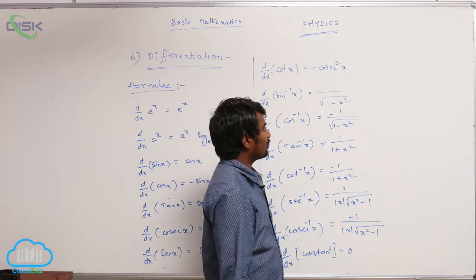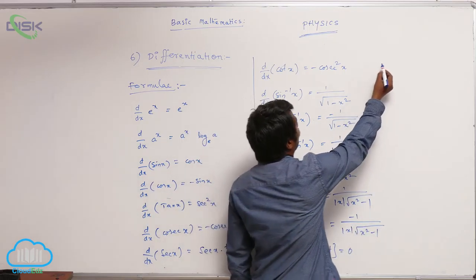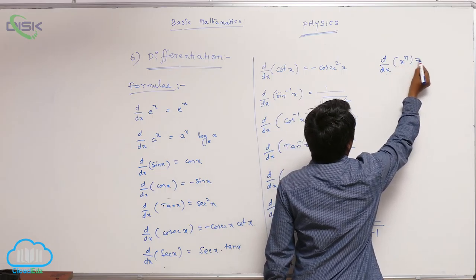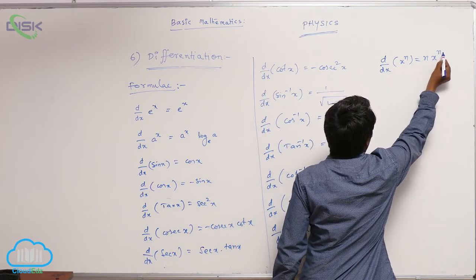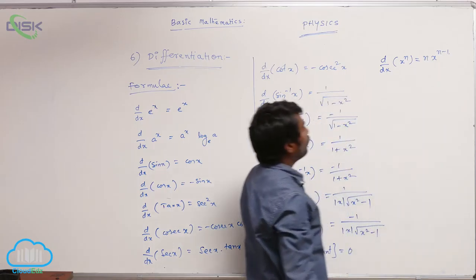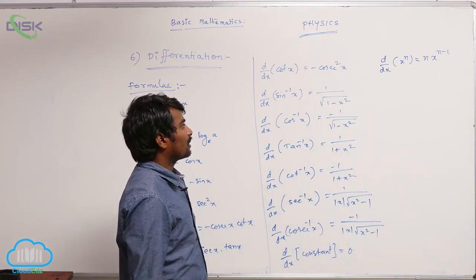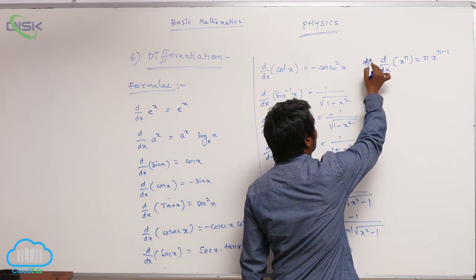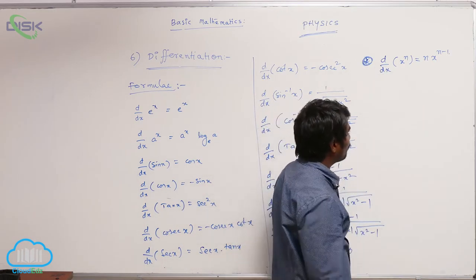And already we have seen d by dx of x power n is equal to n into x power n minus 1. It is very very important one. This is very important one.